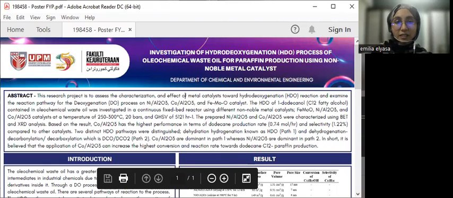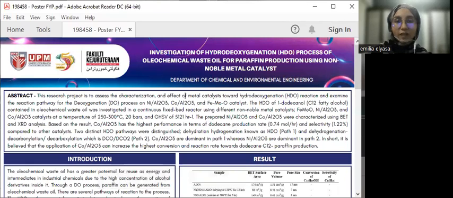Generally, this research project is to assess the characterizations of catalysts, a type of catalyst that provides the hydrodeoxygenation reaction, which is HDO, and examines the reaction pathway for the deoxygenation process, which is DO, on the three non-noble catalysts that have been chosen, which is the nickel alumina, cobalt alumina, and iron aluminum oxide.